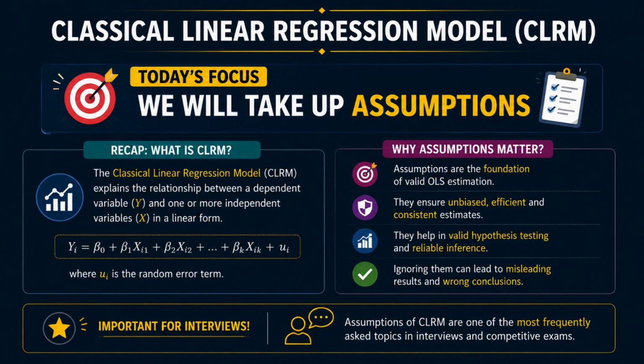The classical linear regression model explains the relationship between a dependent variable and one or more independent variables using a linear equation. It forms the foundation of ordinary least squares, or OLS regression, which is one of the most widely used statistical techniques. Now the question is, why are these assumptions so important? The answer is simple. These assumptions ensure that our regression model gives unbiased, efficient, and reliable estimates. If any of these assumptions are violated, the results of the model can become misleading, and our conclusions may not be trustworthy.